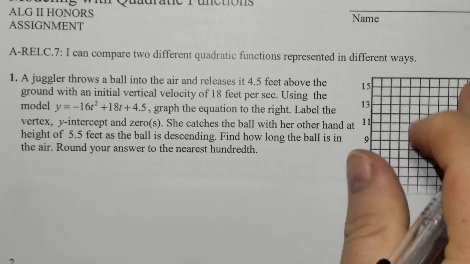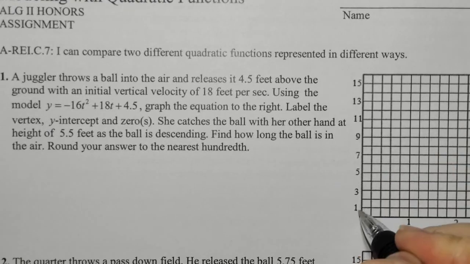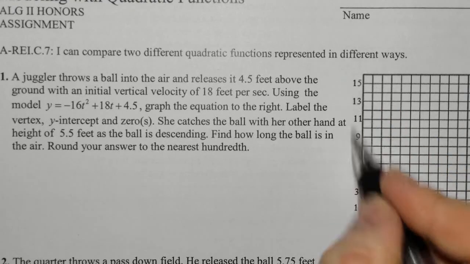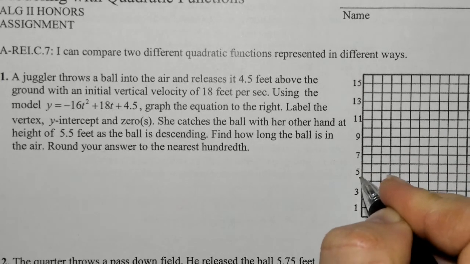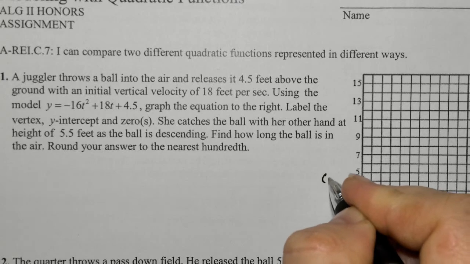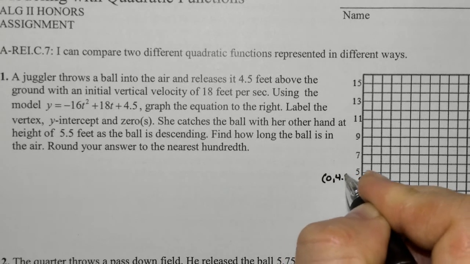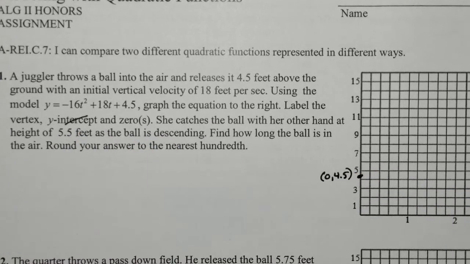Okay, so 4.5 feet above the ground, she tosses the ball. I can see that the y-axis is going up by units of 1. So 1, 2, 3, 4, 4.5. So (0, 4.5). Okay, got that done.